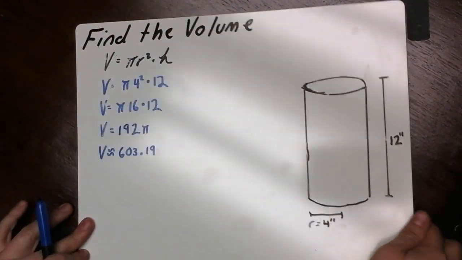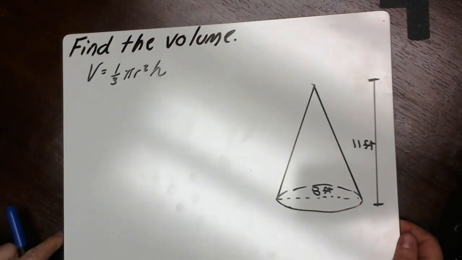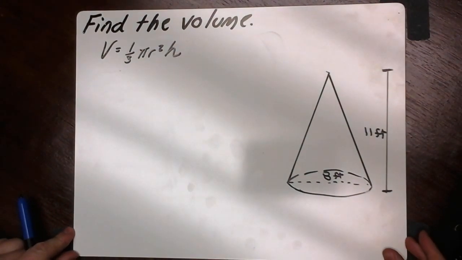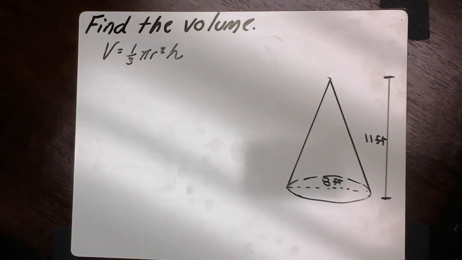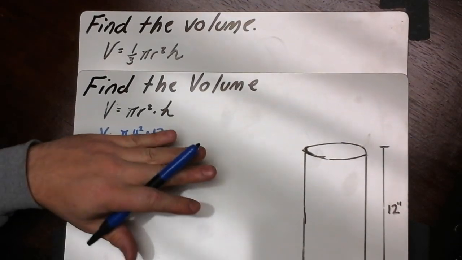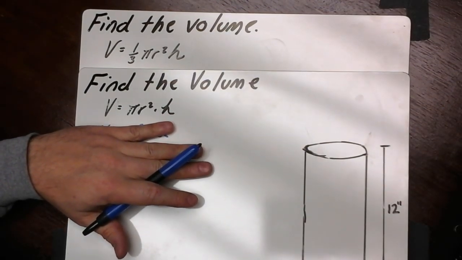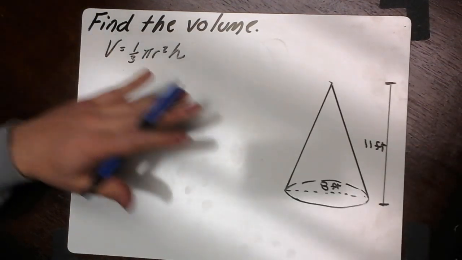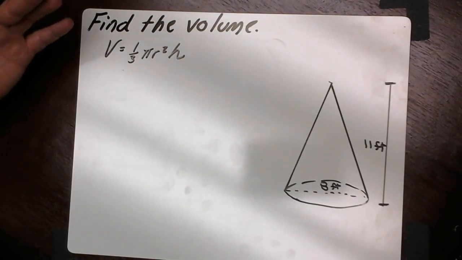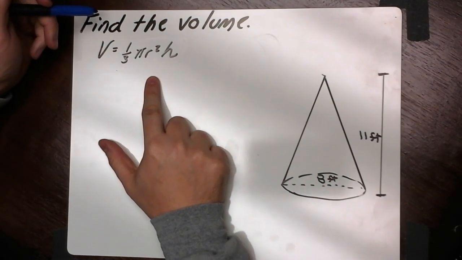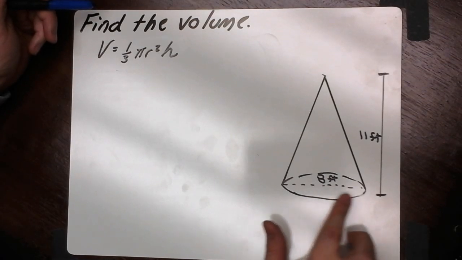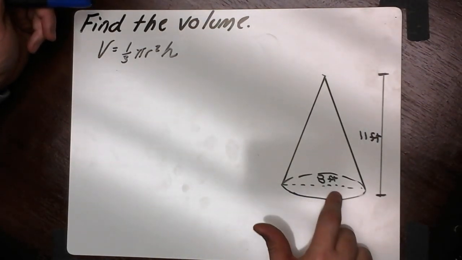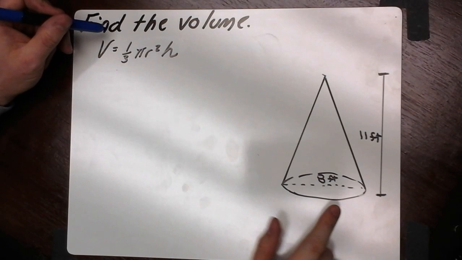Okay, next, let's work on a cone. First thing, let's talk about the formula for the volume of a cone: 1/3 pi r squared times height. Well, we just looked at the volume of a cylinder, right? That's just pi r squared times height. It turns out 3 cones makes a cylinder. So here I am using the area of the circle and multiplying it by the height, because the base of a cone is a circle. We're going to need that information later.